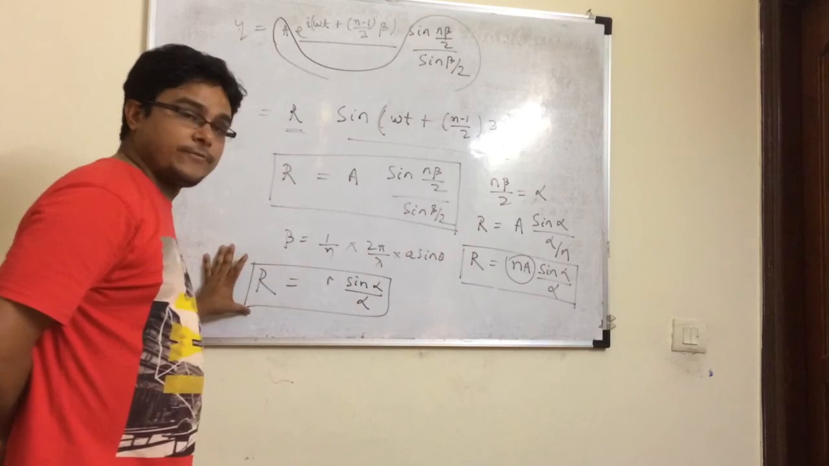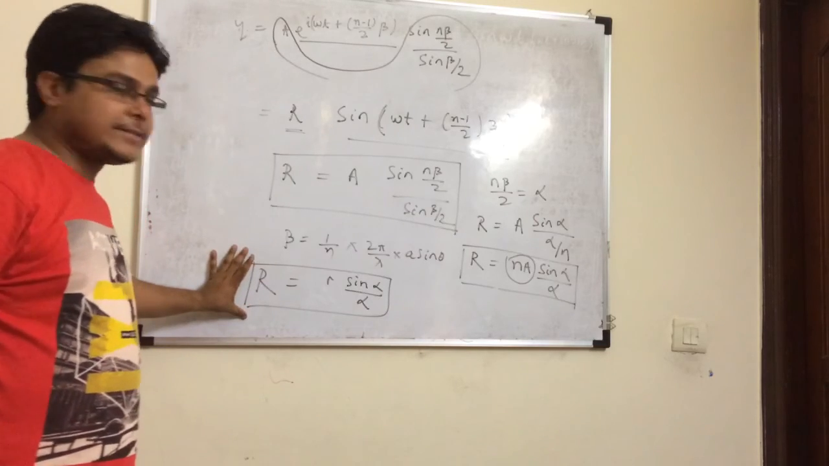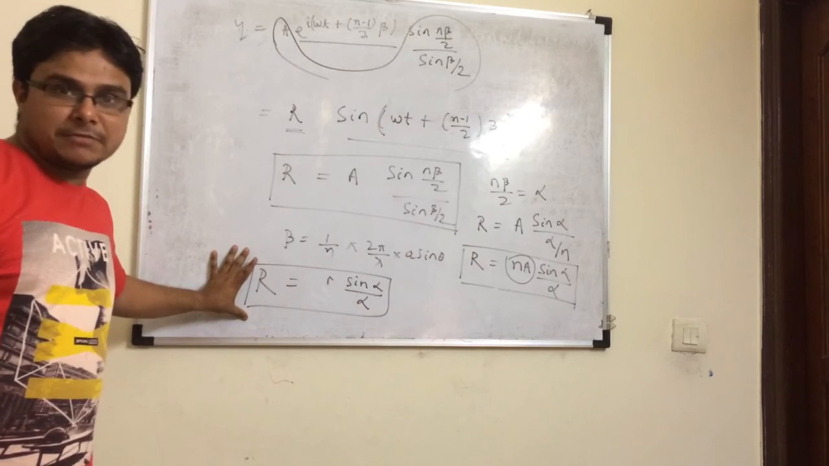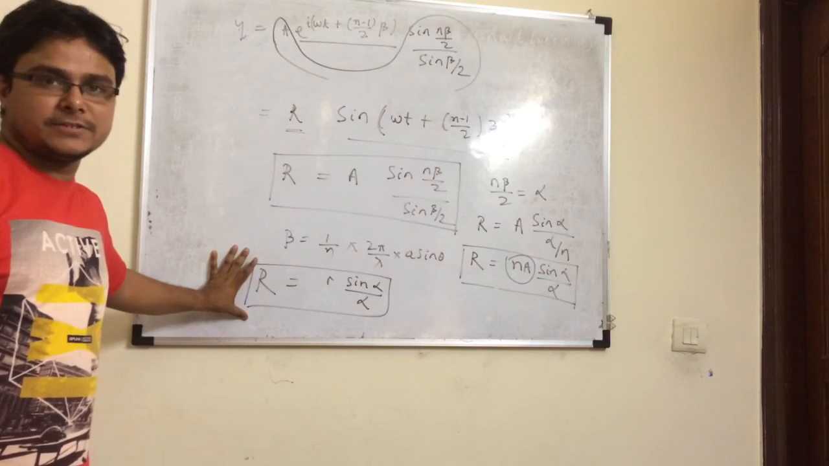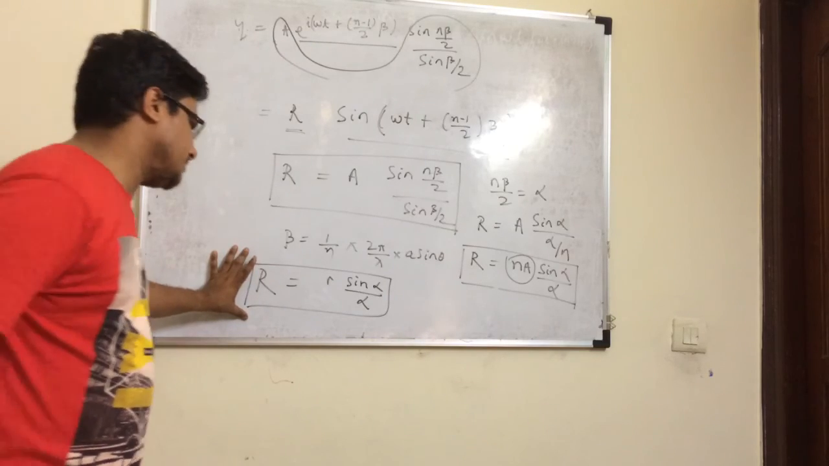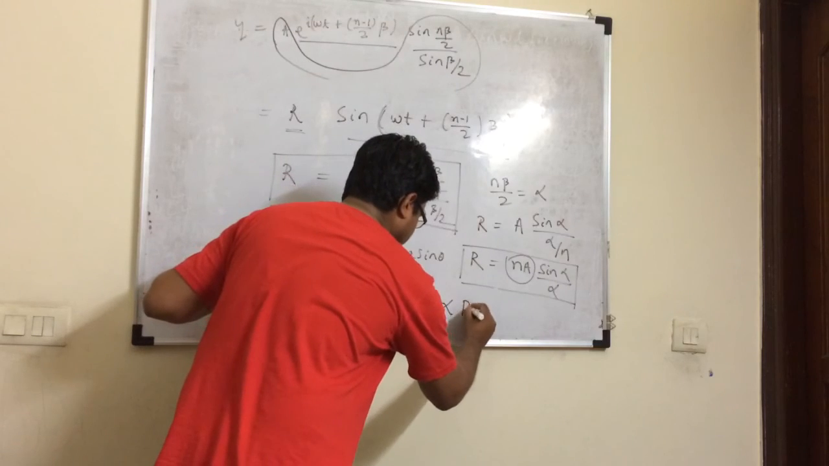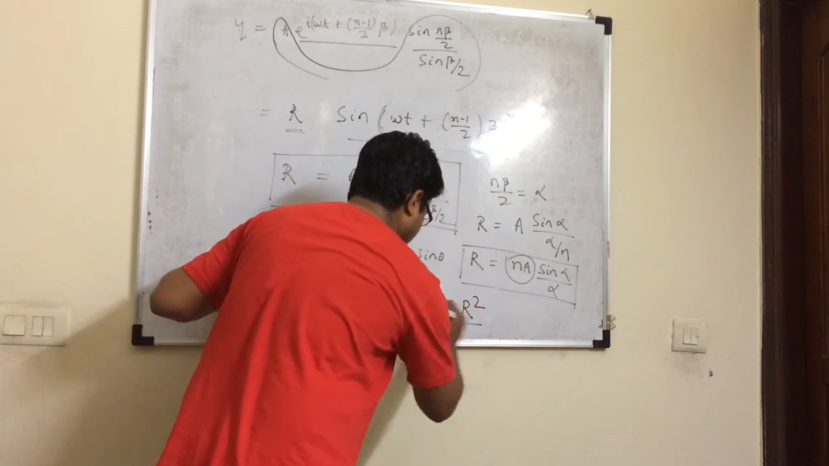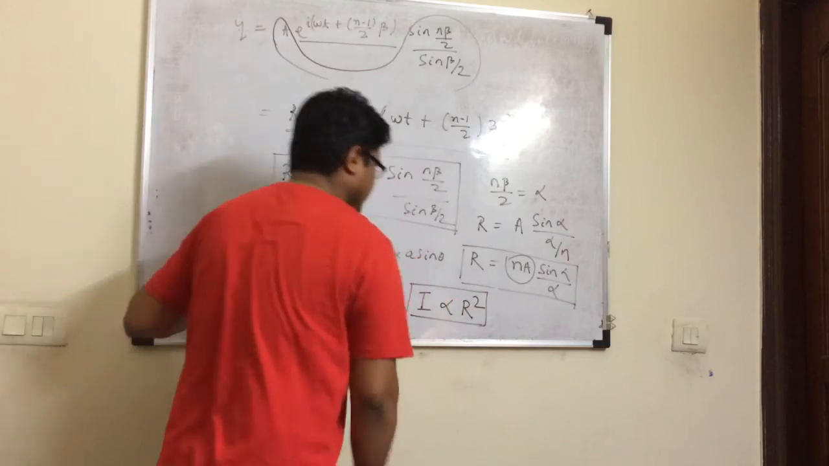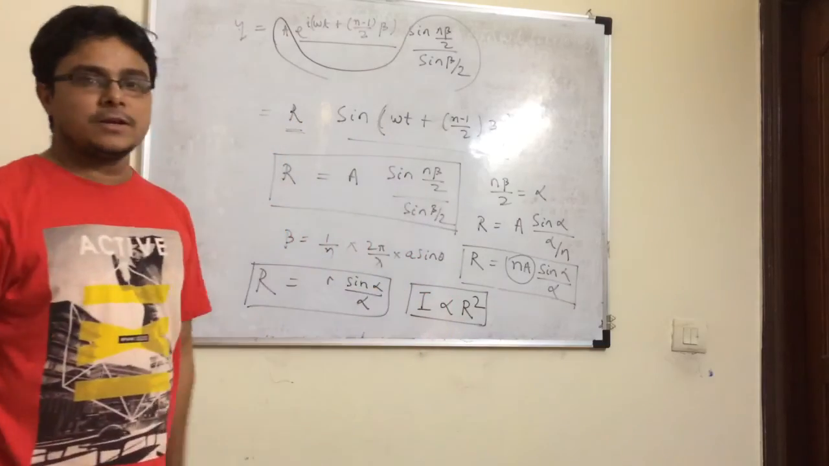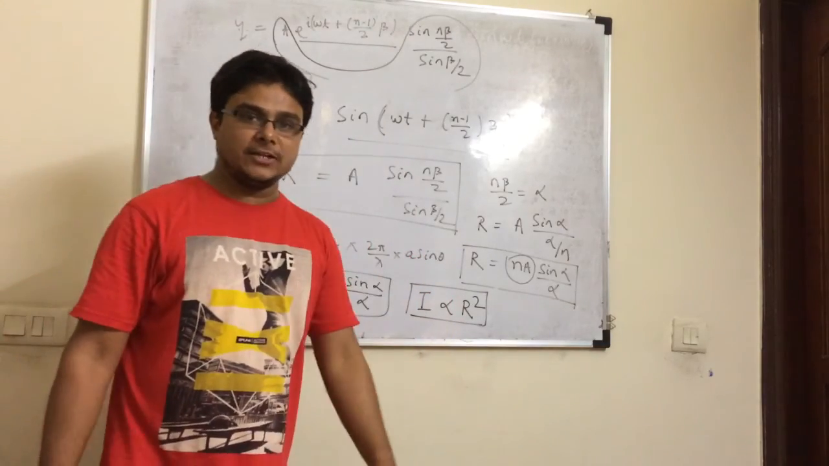I will find out when the intensity will be maximum, minimum, what are the other conditions, and if there is any possibility of secondary maxima or something like that. So we know I is proportional to r square, the square of the amplitude. Using this, I will be able to find out the intensity.